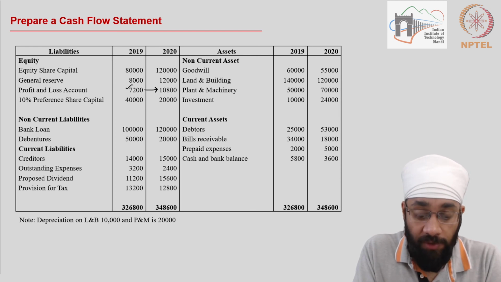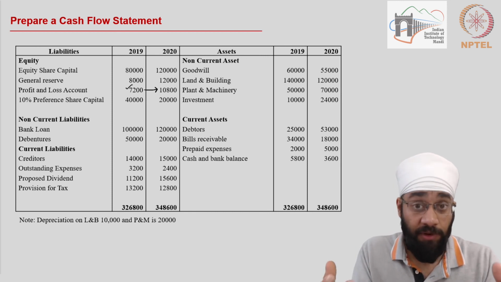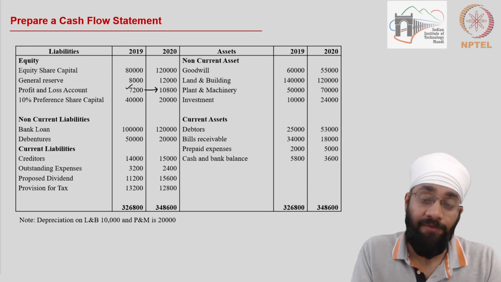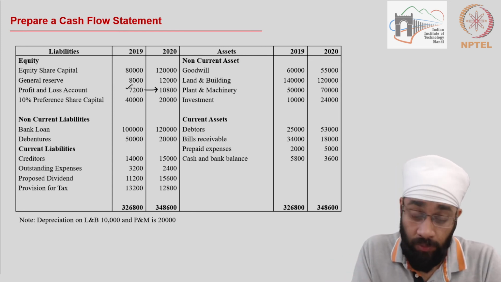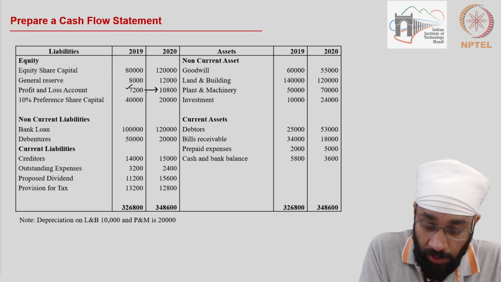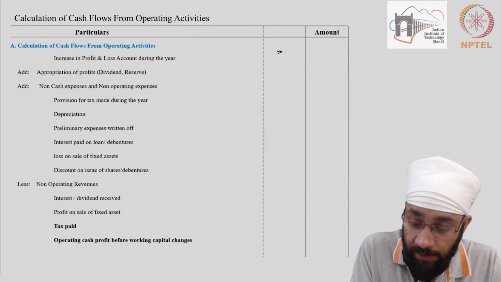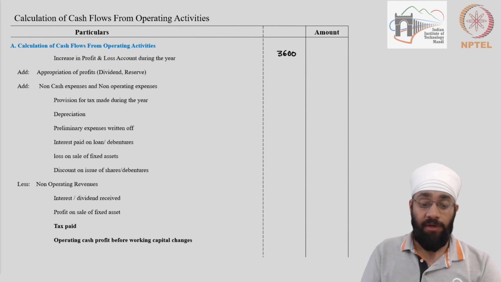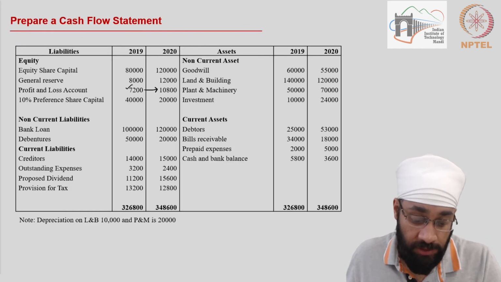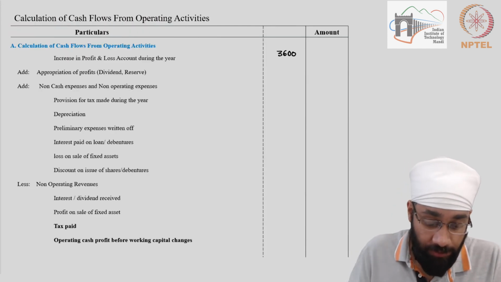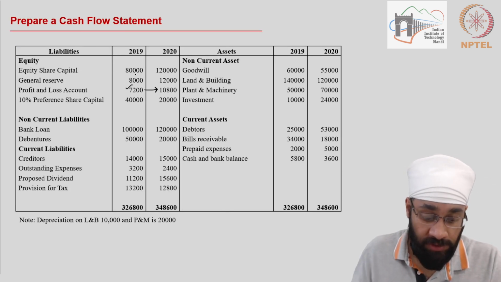So 7,200 was the profit retained till the previous year, and at the end of this year the profit retained is 10,800, which means the difference between these two numbers is the profit that was retained in this year, and that is the number we are after. So this comes out to be 3,600. So 3,600 is the amount of profit which was added to the profit and loss account. And then we're going to add to it the appropriation of profit, any dividend or transfer to reserve. So let's look for this information.